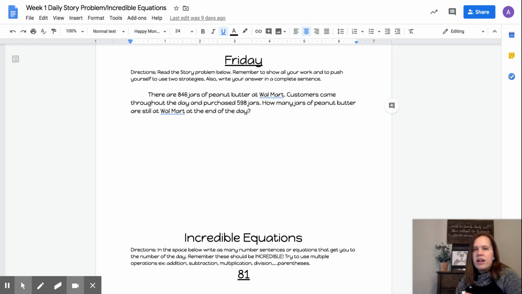So I know that I have my whole amount, which is 846. I'm going to write that down. And I know that I have a part. And the part that I have is what is purchased and taken away by customers throughout the day. And that part is 598. And so my job as the mathematician is to find the missing part. So this is how I'm going to start my equation.